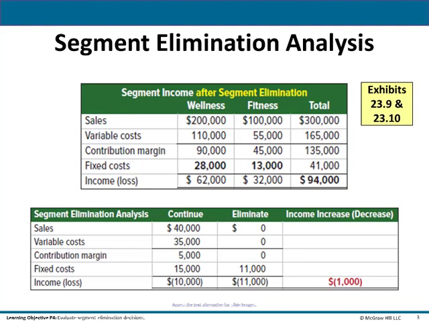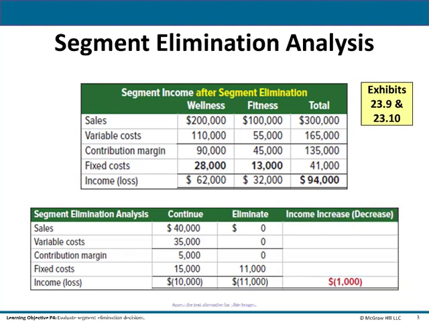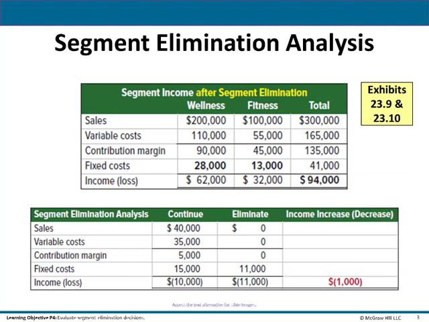The continue column shows treadmill's results for the current period. The eliminate column shows what items remain after the segment is eliminated. We see 0 for sales, 0 for variable costs, and the contribution margin will then disappear if the segment is eliminated. The eliminate column does show $11,000 of fixed costs that are unavoidable even if the segment is eliminated. The income decrease column shows the difference between the two net incomes.